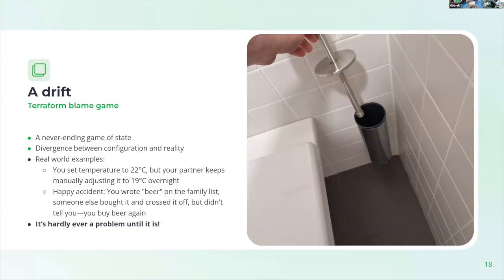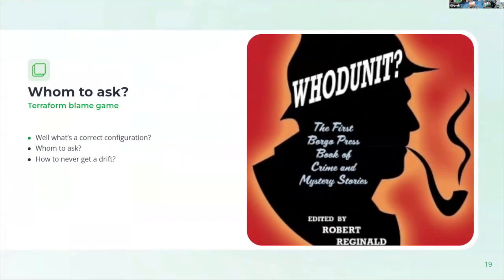Obviously, happy accidents. You wrote beer on a family list to buy. Then somebody else buys the beer and you also buy it yourself. That's something I would call a happy accident. I would happily do it every day. So now that everybody actually understands drift, what consequences could it have? From my perspective, the biggest problem of drift is not that it actually happens.